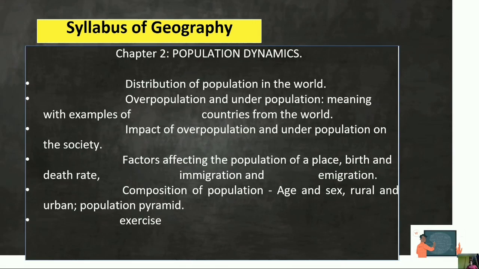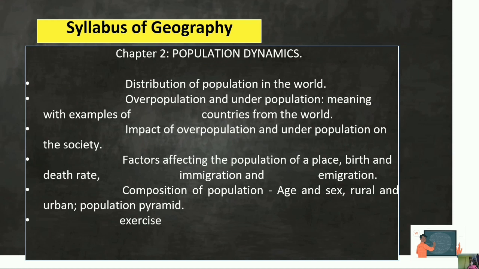Now, the second chapter is all about population dynamics. So, in this chapter, we will learn about the basic concepts of population and the factors affecting population, the distribution of world population, and their classification, that is overpopulation and underpopulation. What is the difference between overpopulation and underpopulation? What are the major causes affecting increase in population or decrease in population?